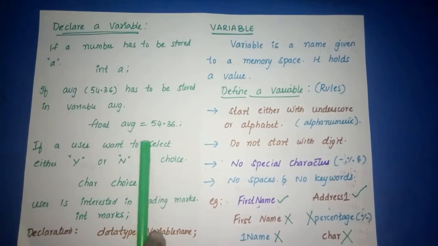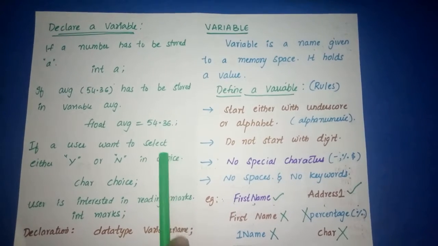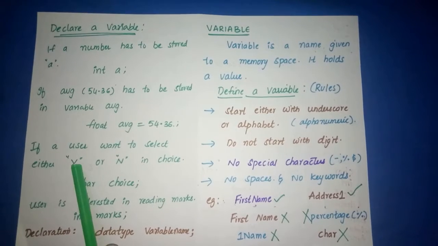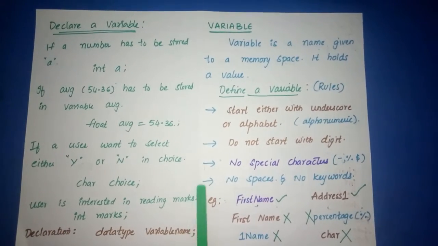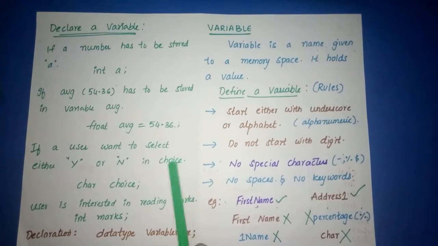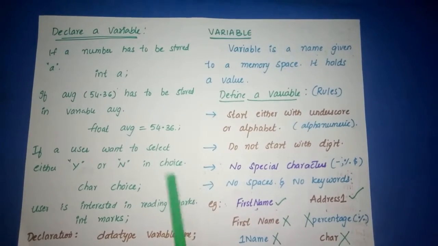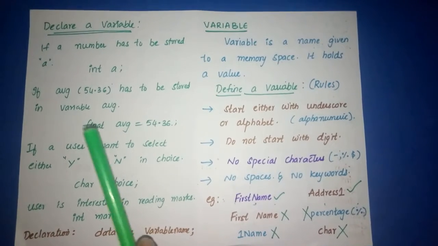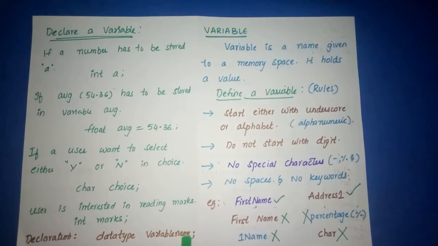If a user wants to select only y or n, that is one character in a choice variable, how do you write it? You say char choice, where this choice will take either y or n. If the user is interested in reading marks, marks is a variable. Marks will be from 0 to 100, so int marks, because 0 to 100 are all integers. In this way we write. So by this we concluded that the declaration of a variable is data type, space, variable name, semicolon.